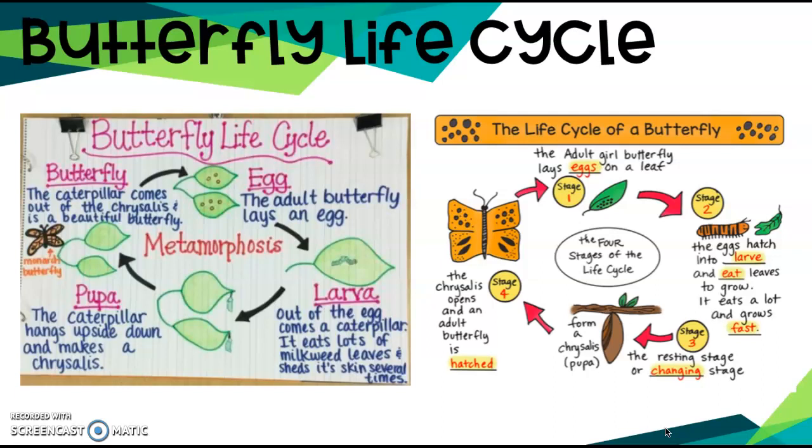The eggs hatch into larvae and eat leaves to grow. It eats a lot and grows fast. Then the resting stage or changing stage, which is the pupa, it forms a chrysalis. And then it turns into a butterfly, the chrysalis opens, and an adult butterfly is hatched.